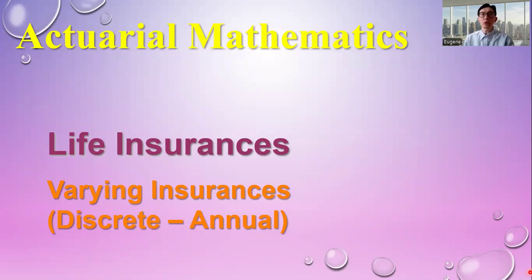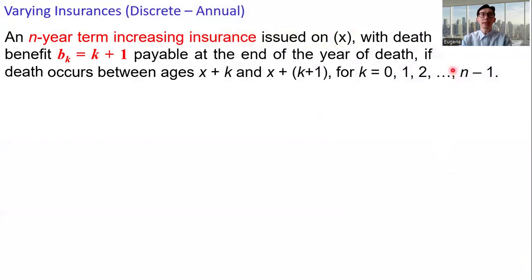Hello everyone. In this video, we cover varying insurances. Consider an n-year term increasing insurance issued to a person at age X. The death benefit is B_K equals K plus 1, payable at the end of the year of death if death occurs between ages X plus K and X plus K plus 1.